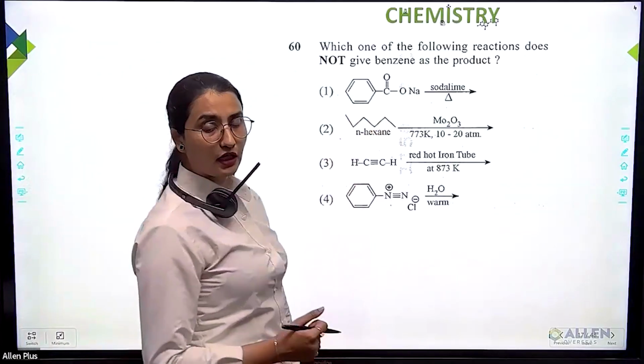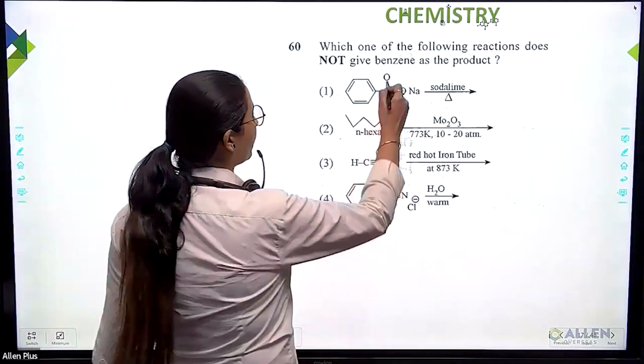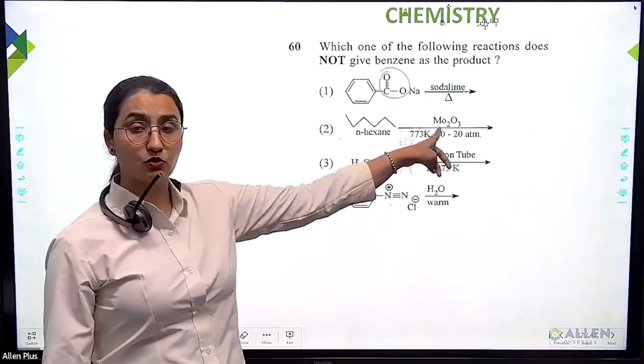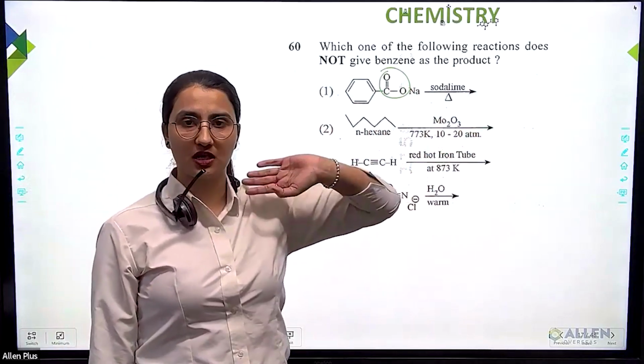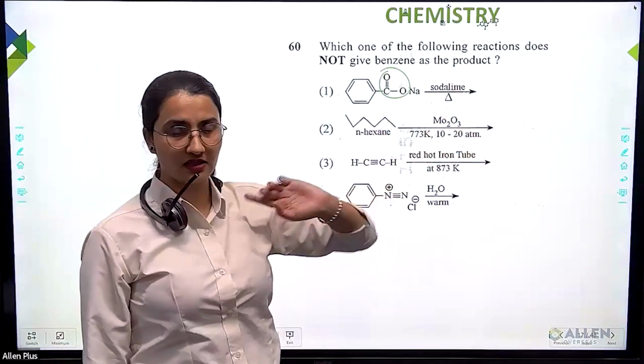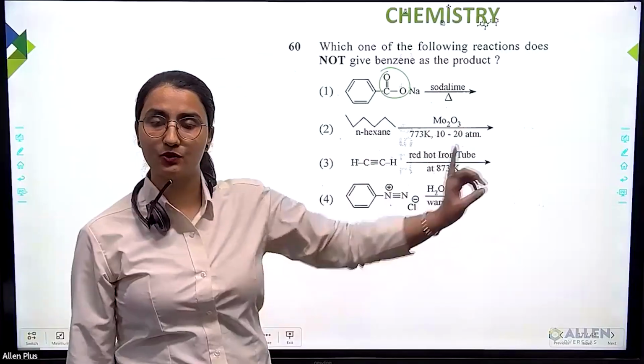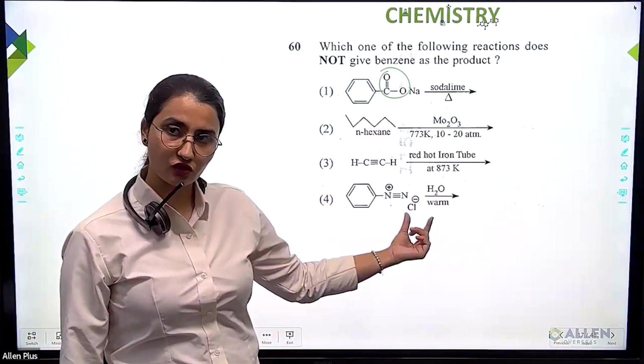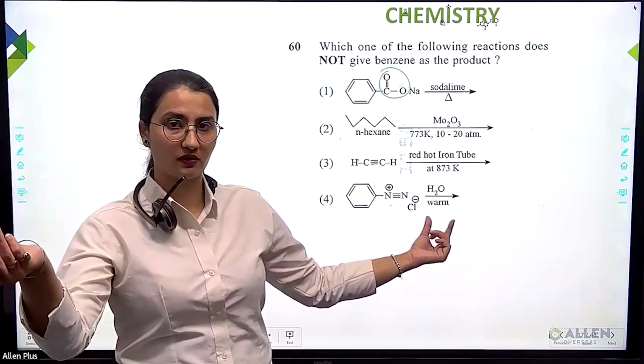Soda lime is what? NaOH plus CaO. On putting soda lime, what happens? CO2 goes out, we get benzene. This is what? Aromatization. From the alkanes chapter, we get what? Benzene. This is from the alkynes chapter, we get what? Benzene. This we did in phenols also. This we did in amines also.